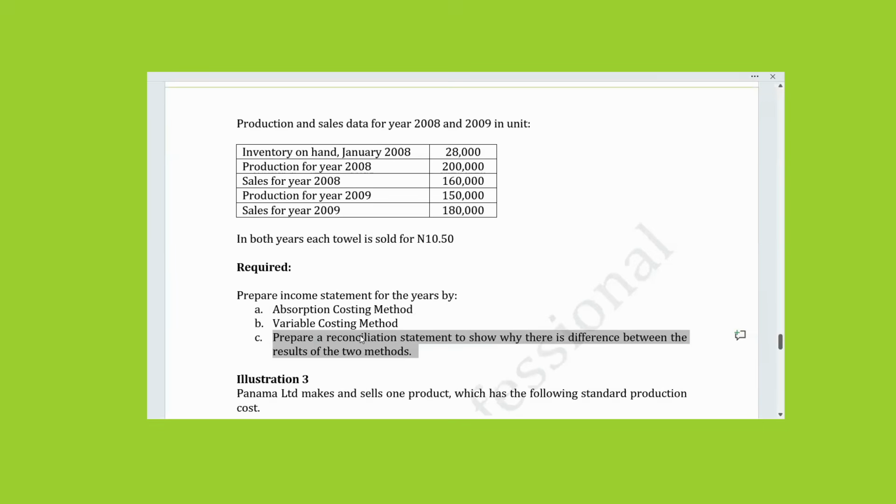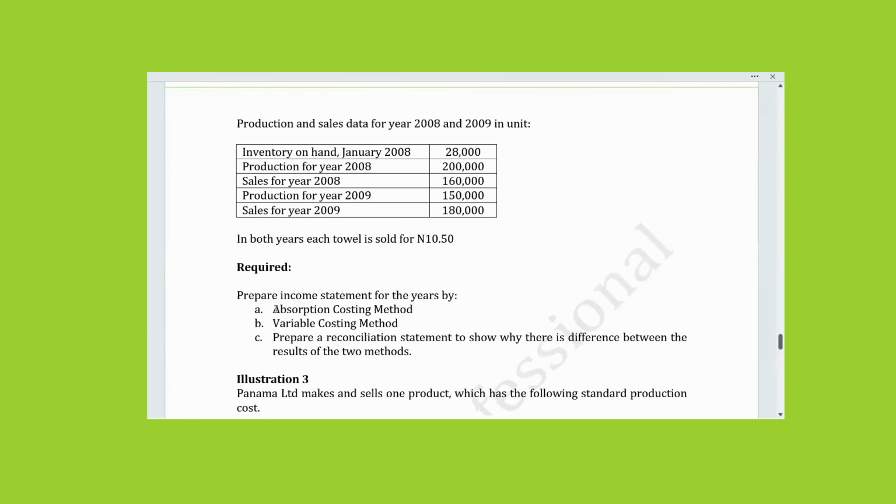It's asking you for the absorption costing method, the variable costing method, as well as to prepare a reconciliation statement. All right. One thing about the question is that the only challenge is that it is time consuming, particularly because if you are given more than one period, then be rest assured that you are going to spend close to 30 minutes in solving the question. So it wastes more time.